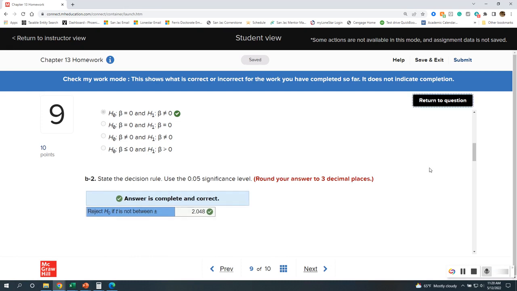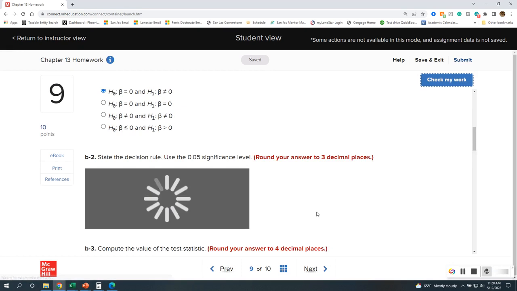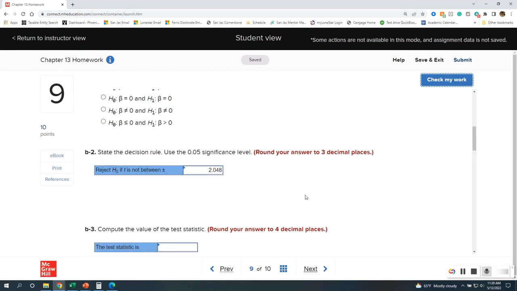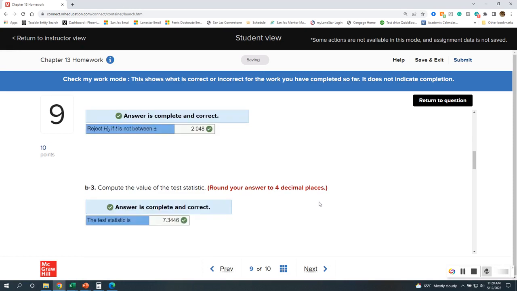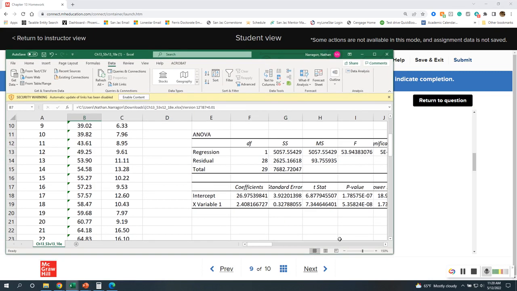Alright. So, there's our significance level. Compute the value of the test statistic. Let's see if this is even remotely correct, because again, it is slightly off. I want to see if I use my regression. And that's correct. So again, there's our t-stat. It is already calculated in the regression.